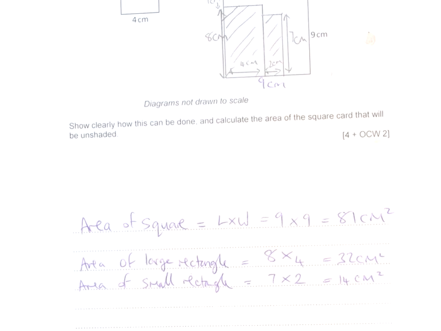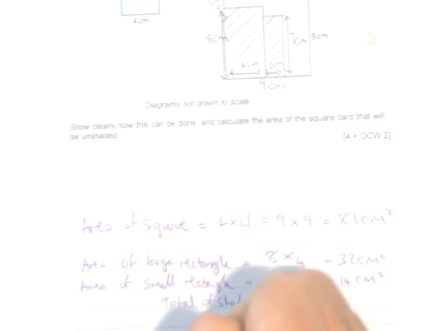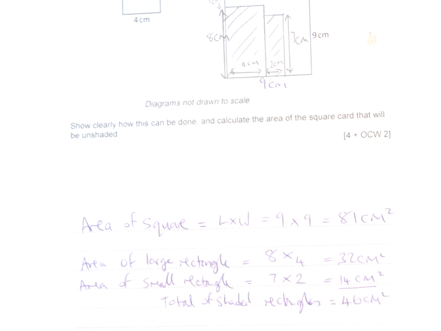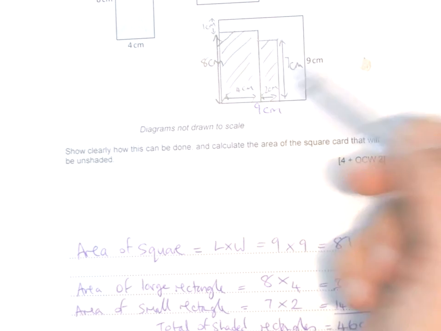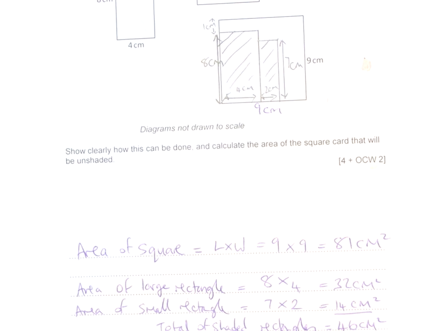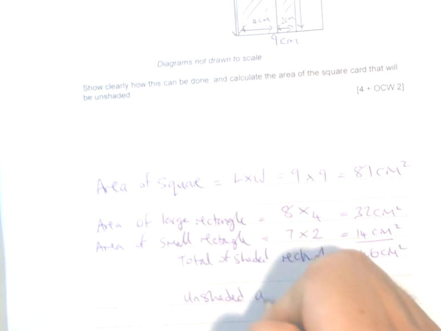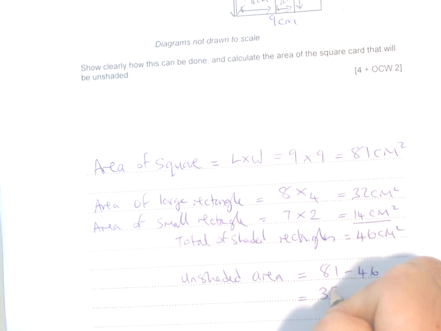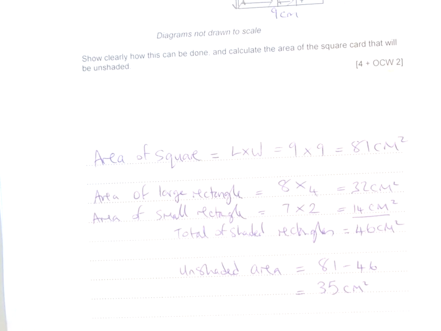Now, you've got the area of the 2 shaded rectangles. Perhaps now you can work out the total of the shaded rectangles just by adding those 2 up. If you think about it carefully, the area of both rectangles together is 46. The area of the bigger square is 81. To work out what's remaining, we can just take them away. So the unshaded area we can write as 81 take away 46. Use your calculator. I know it's not a difficult calculation, but it is a calculator paper, so make full use of your calculator, centimetres squared. That would be the answer.